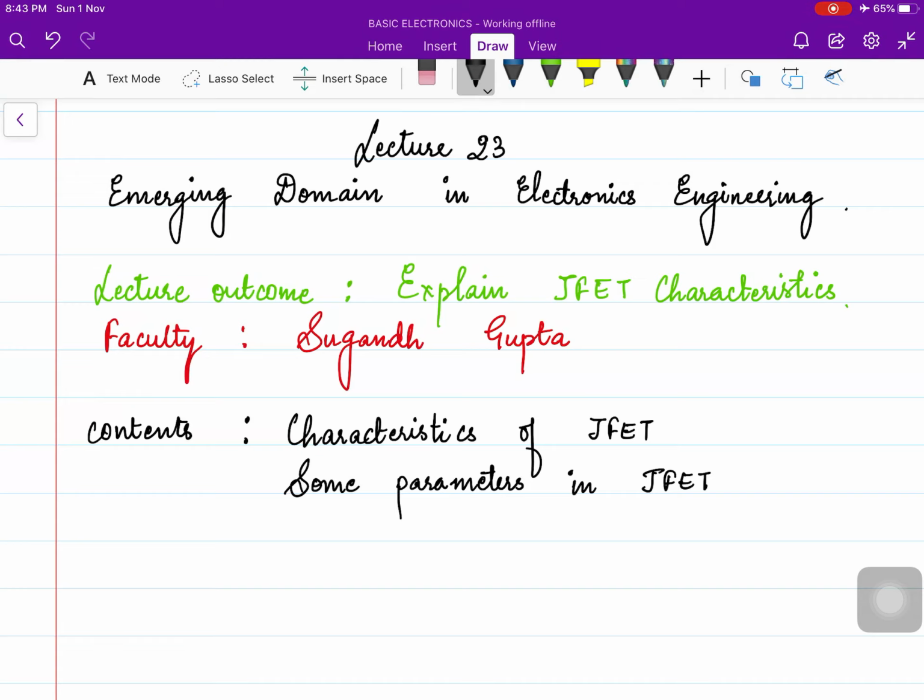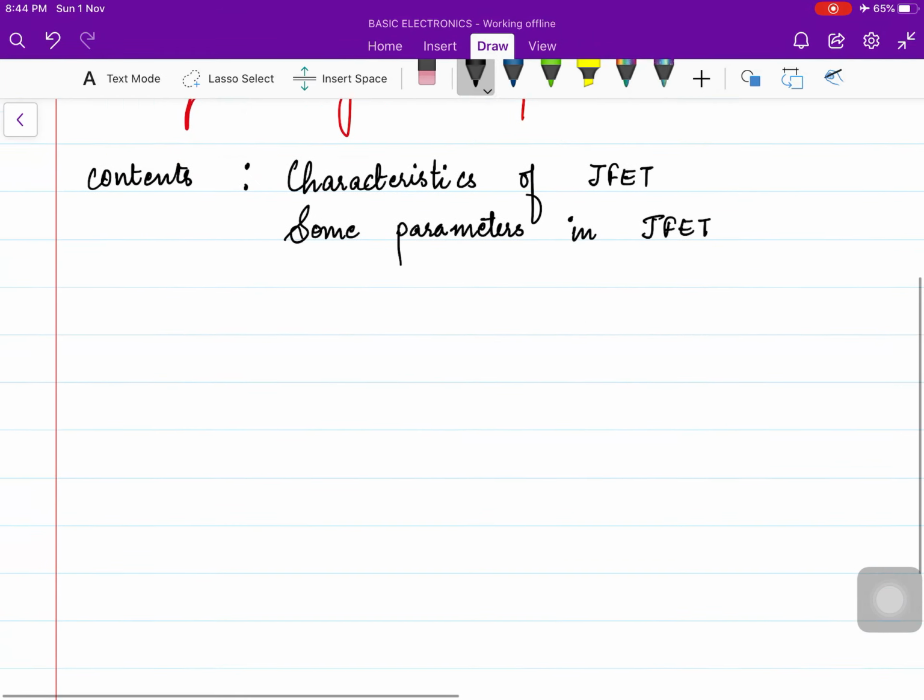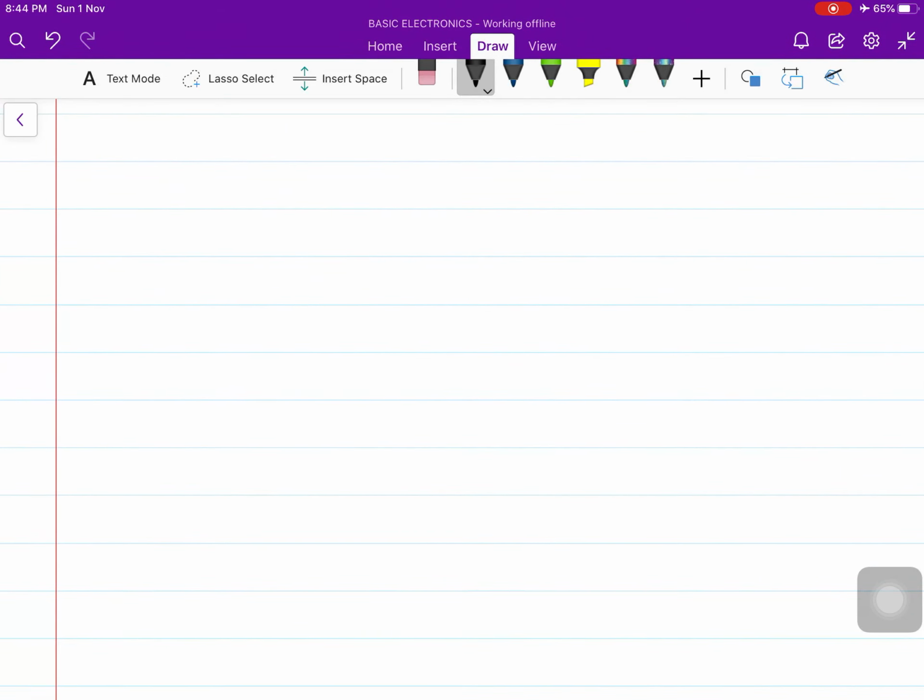As we learned in the case of BJT, there were two types of characteristics: one was input characteristic and the other was output characteristic. Similarly, in the case of JFET also, we have two characteristics, that is drain and transfer characteristics. But here the names are not input and output characteristics. In fact, it is drain and transfer characteristics. So let's see the characteristics one by one.